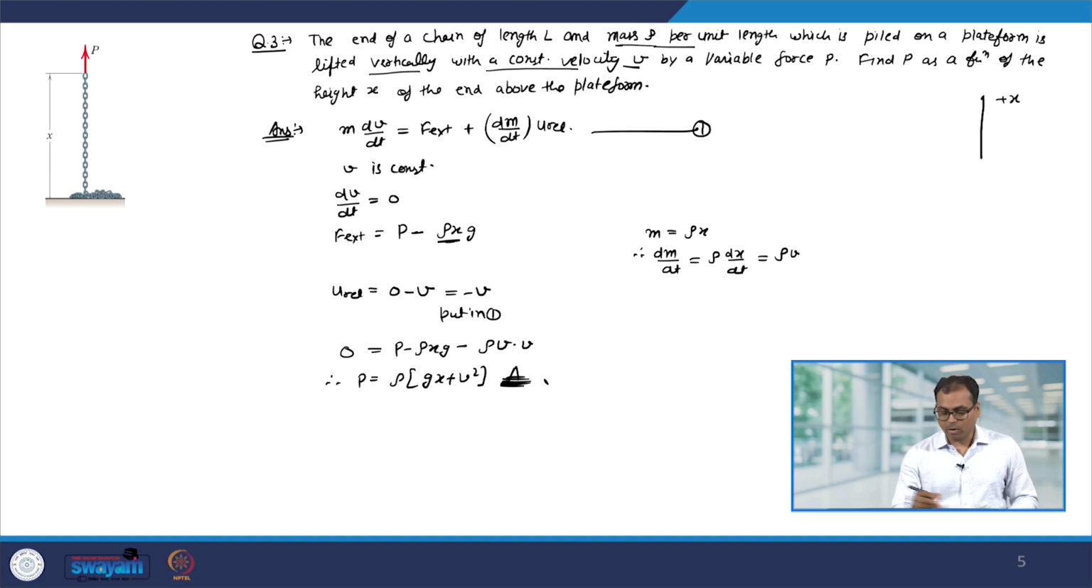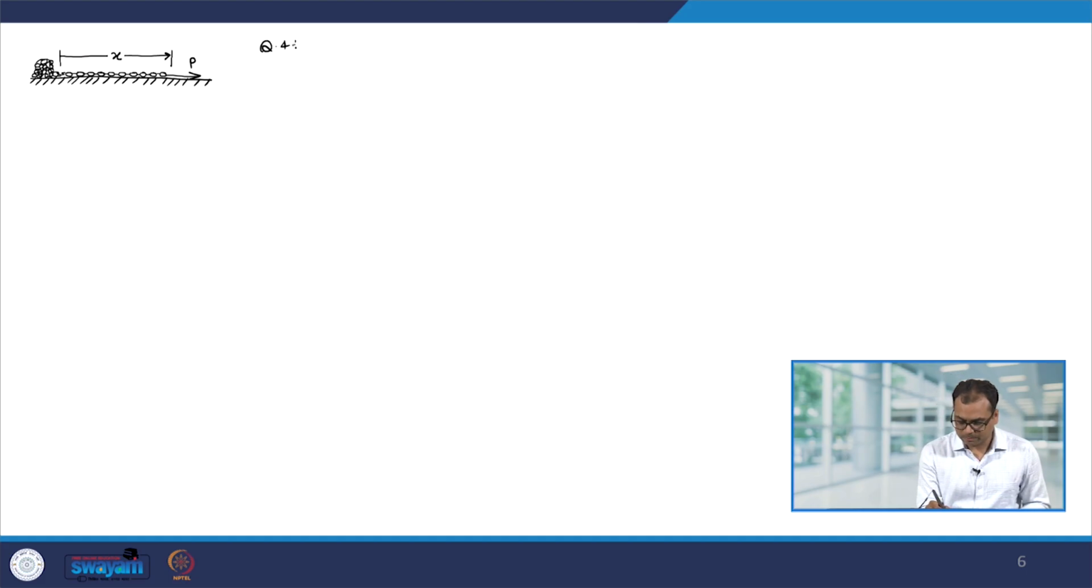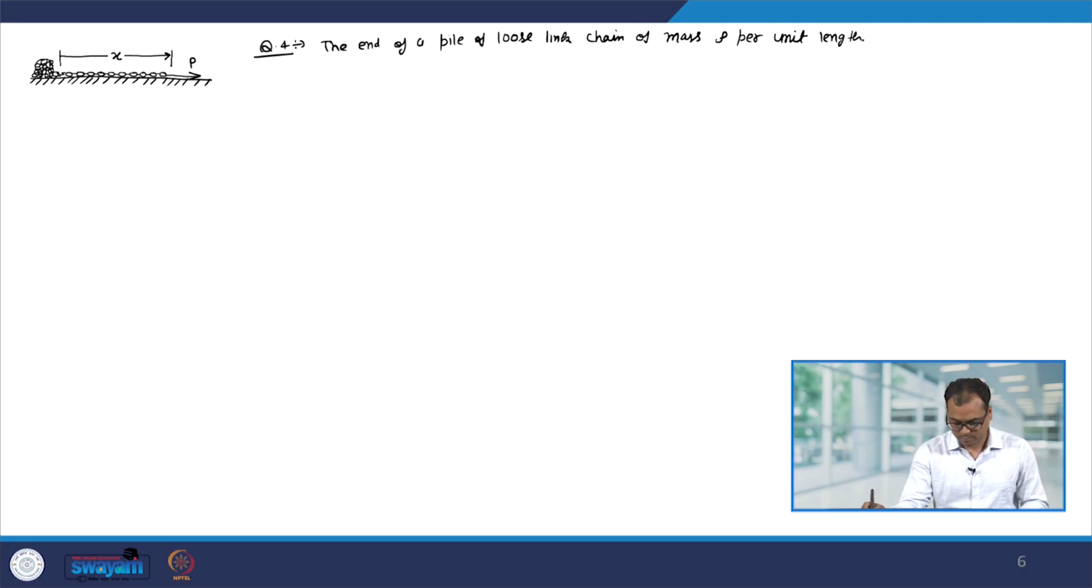Now, let us look at another problem on the same concept. So, question number 4. The end of a pile of loose link chain of mass rho per unit length is being pulled horizontally along the surface by a constant force P.